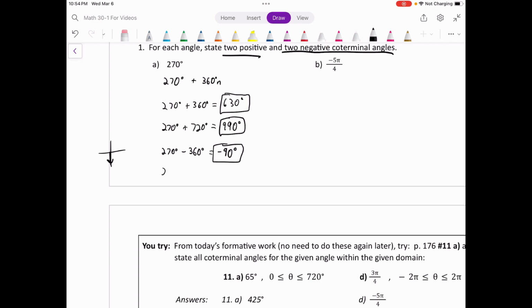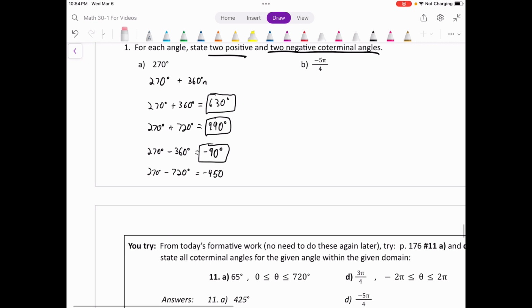Okay, next one, you can probably guess where my head's going, but this is not the only one we could do next. We could do 270 minus 720, right? That's going to give us negative 450. Makes sense. Do a negative 360, then do another negative 90 to get to negative 450. And you'll be back to where you started with the 270. So negative 450 is coterminal to 270.